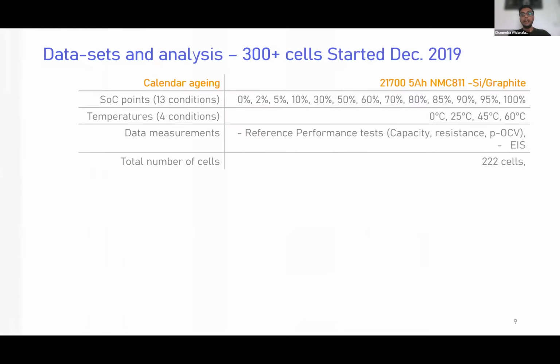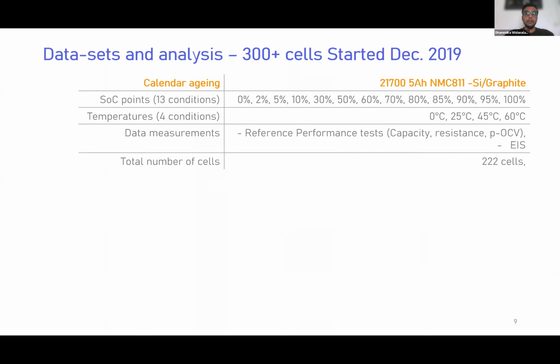So start with the data. At Warwick, we've been working with a cell for quite a good few years. It's a 21700 cell by LG. It's a 5 amp hour cell. It's a very relevant cell, an NMC 811, so high nickel on the cathode, and also a blended anode with silicon and graphite. So it's quite relevant in terms of the chemistry. It's classed as a high energy cell, and we've been doing considerable tests on this since December 2019.